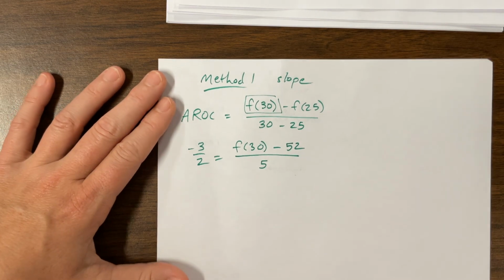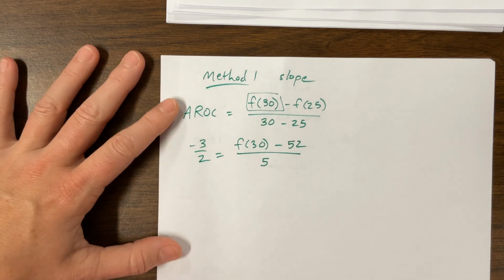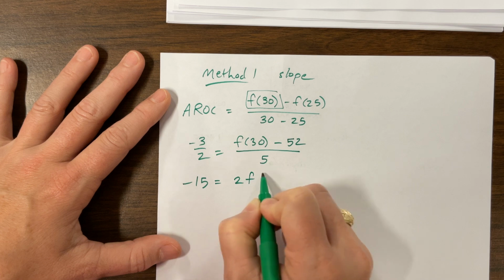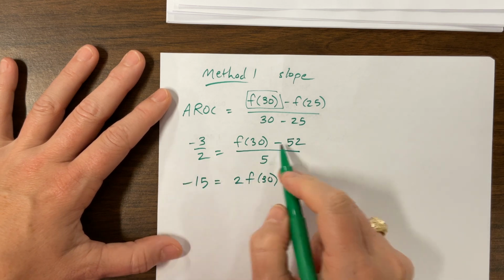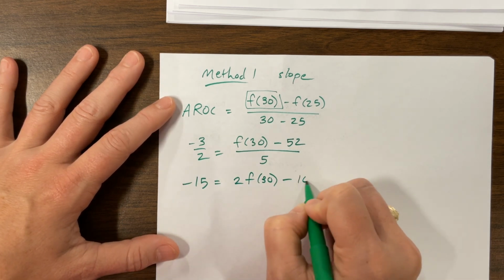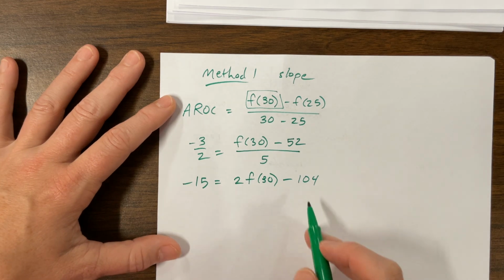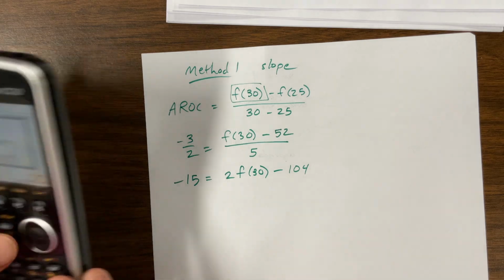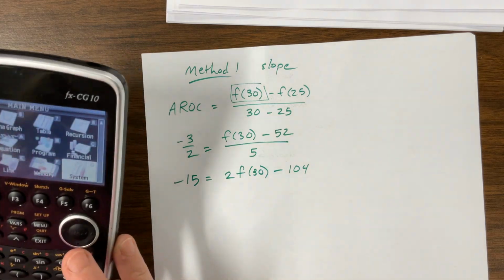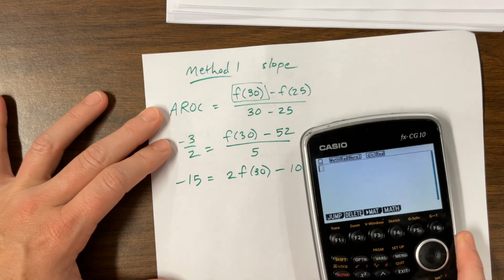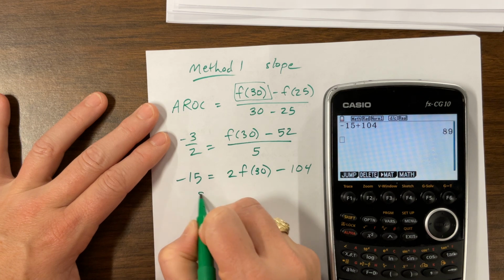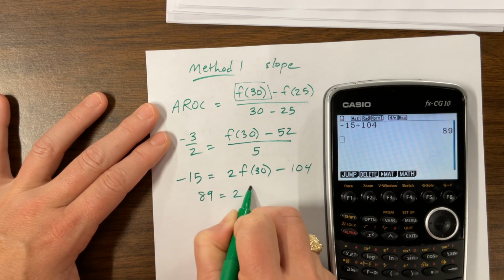Okay, so what I see right here is a fraction, and I can cross multiply. So when I do, I get negative 15 is equal to 2 times f of 30 minus 2 times 52, which is 104. Okay, I'm going to add 104 to both sides. This is probably going to have a decimal answer anyway. So negative 15 plus 104, I should have just done that. But I have 89 is equal to 2 times f of 30.